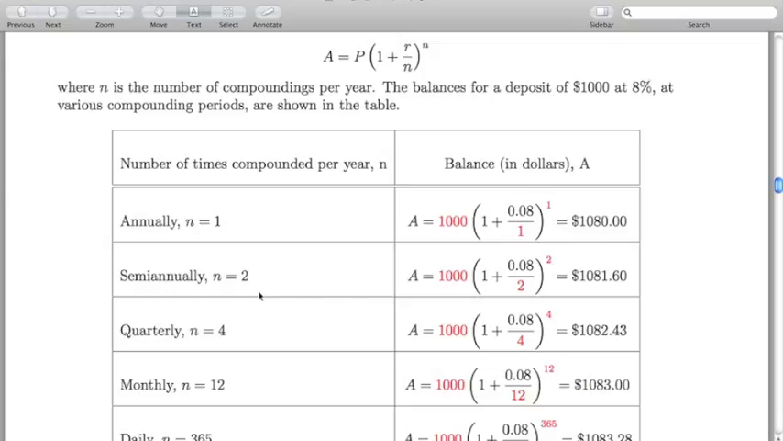If it's compounded twice a year, so with your initial deposit at 1,000 done twice a year at 8%, it is this amount. If it's done quarterly, that means you do it 4 times a year. It's given by this formula. If it's done monthly, that means you compound the interest 12 times a year. It's given by this formula. If it's done daily, that means you do it 365 times out of the year. It's given by this formula.